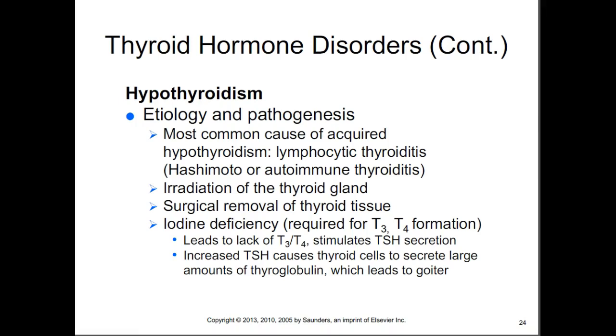Right? Irradiation of the thyroid gland can also lead to hypothyroidism, as can surgical removal of the thyroid tissue, or iodine deficiency, which is required for T3 and T4 formation. Obviously, the 3 and the 4, if you haven't already looked it up, is the number of iodines attached to your hormone. Right? So if you have very low iodine, then you're not going to be able to form functional thyroid hormone.